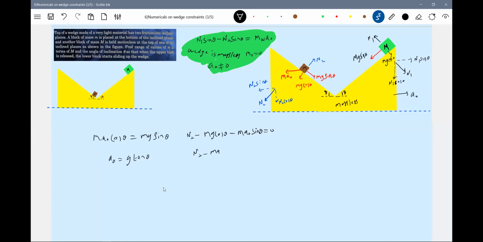Solving this, a naught is g tan theta. Solving this, I think you know all these are some very standard things. Instead of doing all this, you could have written directly a naught and N2.